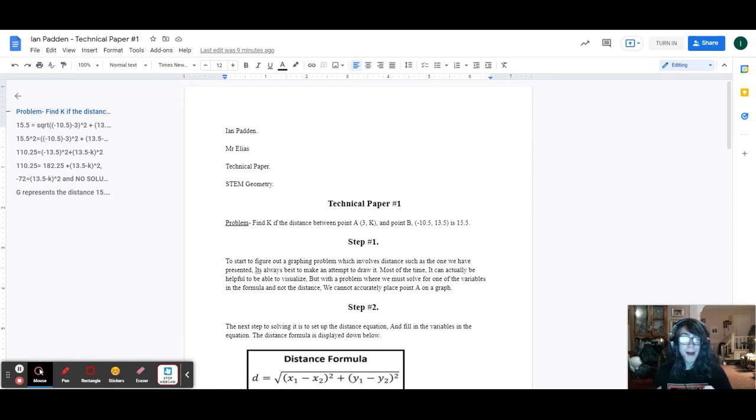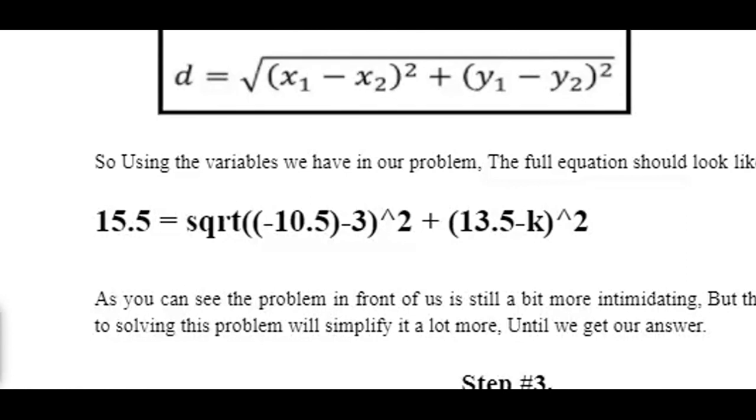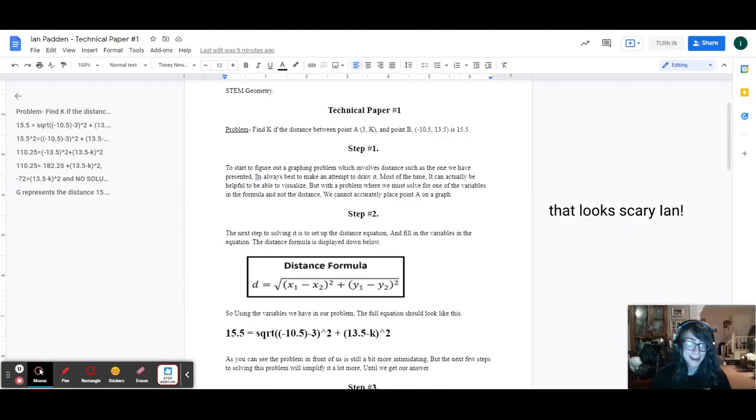So to start out the problem, we're just going to fill in the variables that we do know, which will leave us with this. 15.5 is equal to the square root of (-10.5 minus 3) raised to the second power plus (13.5 minus k) raised to the second power.